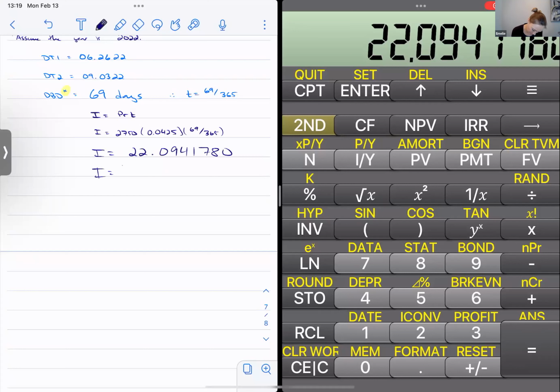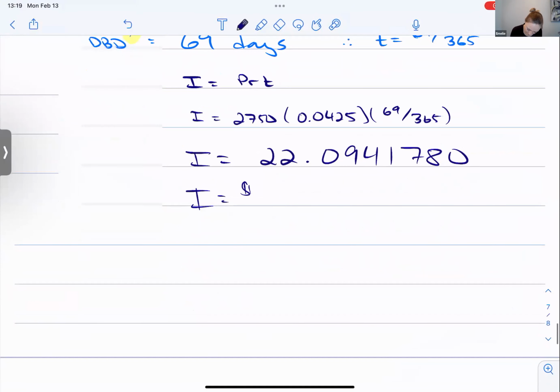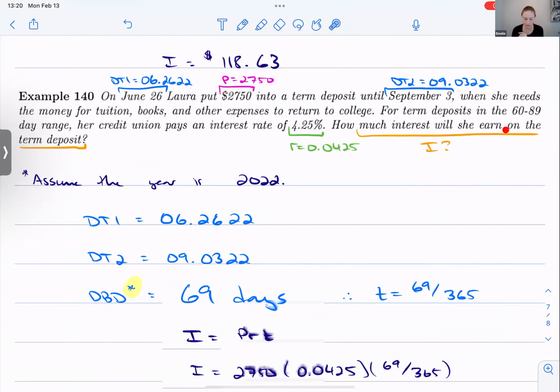So I in money, now I'm going to close this up because this doesn't look very good. Not that it looks that great. $22.09. Yeah. And so, right, how much interest will she earn on the term deposit?